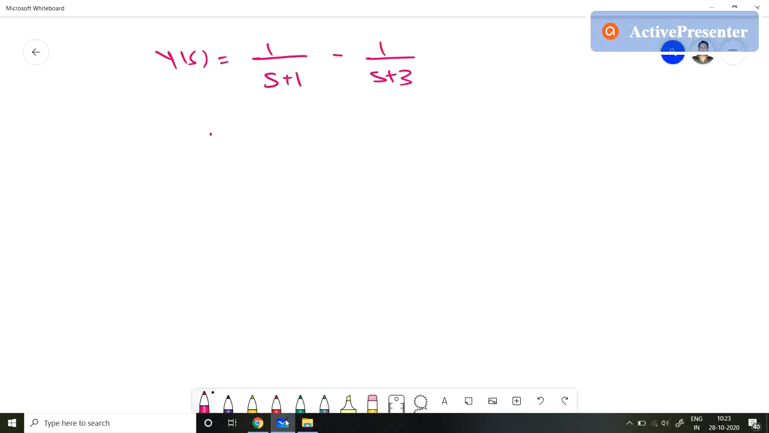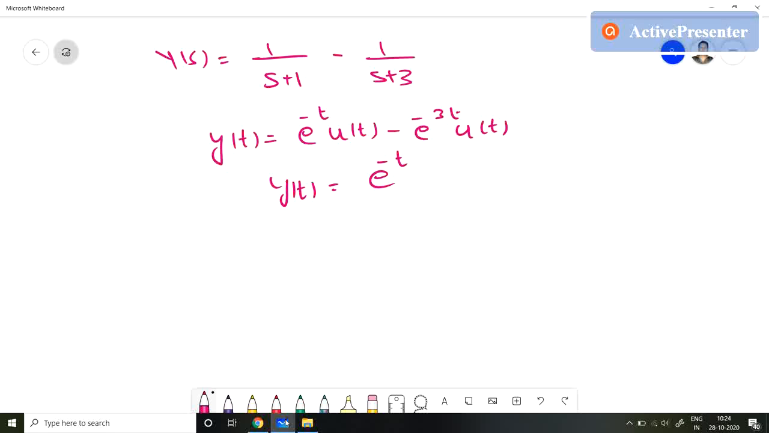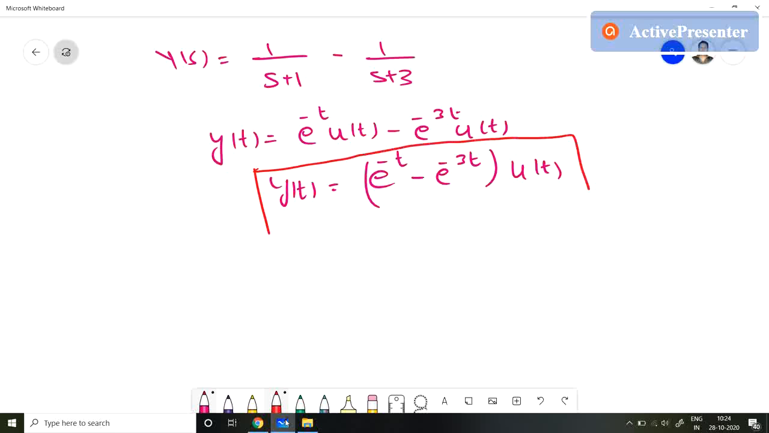And finally, if we find the inverse Laplace transform, it is e raised to the power minus t into u(t) minus e raised to the power minus 3t into u(t). So y(t) is given as (e raised to the power minus t minus e raised to the power minus 3t) into u(t). So this is the value of y(t).